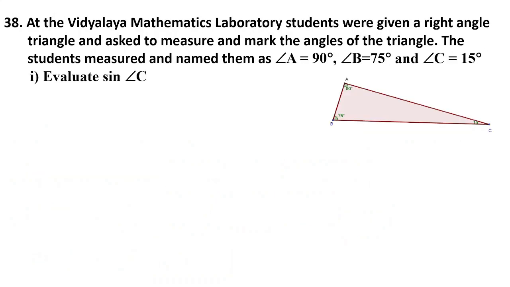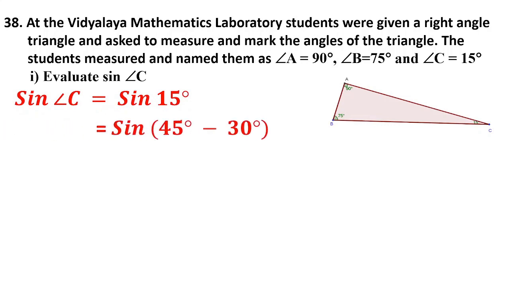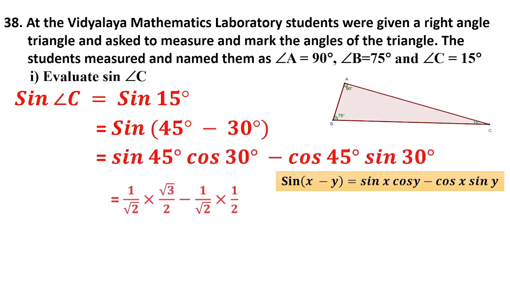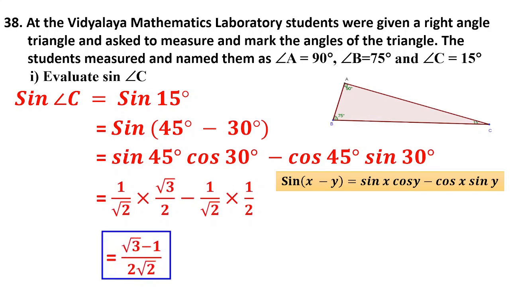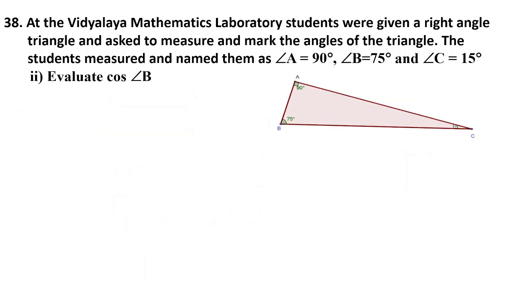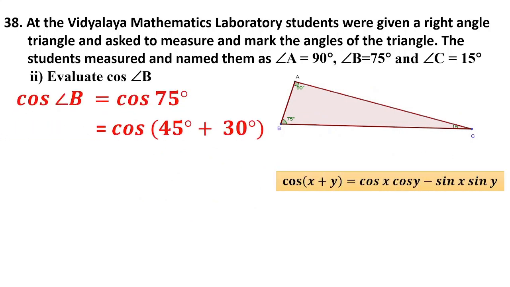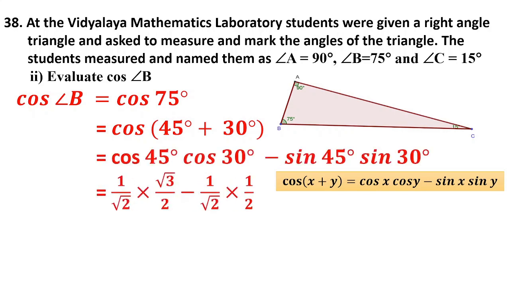We'll go to question number 38. You have been given a triangle with angle A 90, angle B 75, angle C 15. You have to evaluate sine C. It is sine 15. 15 can be written as 45 minus 30 or 60 minus 45, whatever you want. You have to use the sine x minus y formula: sine x cos y minus cos x sine y, and you will get root 3 minus 1 by 2 root 2. You have to evaluate cos B, which is 75, which can be written as 45 plus 30. You are using the formula for cos x plus y. Substitute the values for cos 45, cos 30, sin 45, sin 30. You will get it as root 3 minus 1 by 2 root 2.